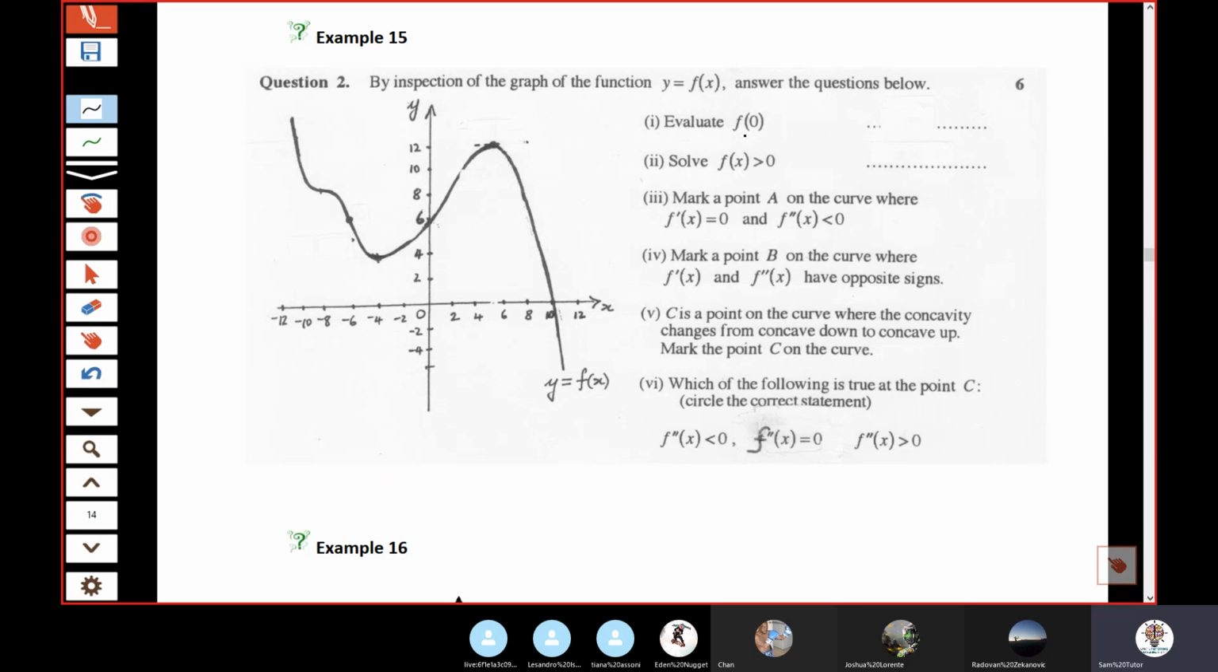Don't mix them up, you've got to be careful. F of 0 is 6. F of 0 is the y-intercept, where x equals 0. I like that he said that, but he didn't link it together. Y-intercept, 6, done.